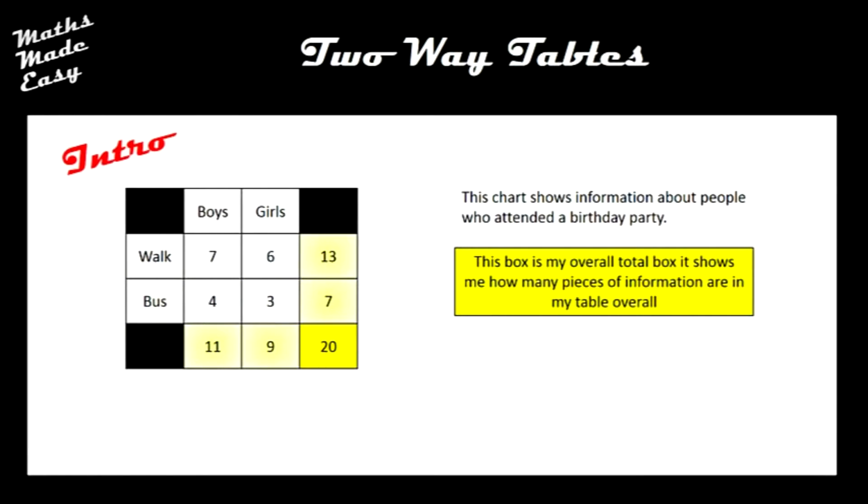The last box I've got is the master box. This is the box that tells me the total of everything that is in there. So 20 people, doesn't matter whether they were boys or girls, doesn't matter whether they walked or caught the bus, attended this party in total. And you'll notice that both horizontally and vertically, 13 plus 7 adds up to 20 and 11 plus 9 adds up to 20.